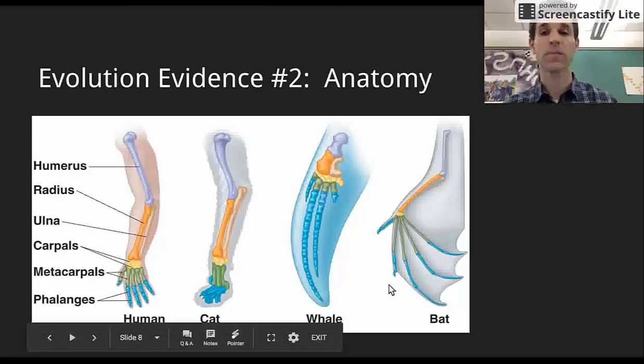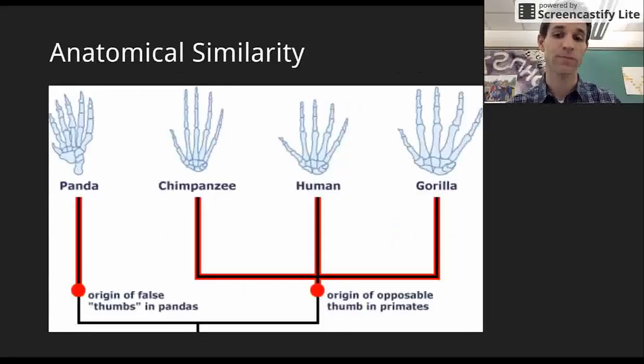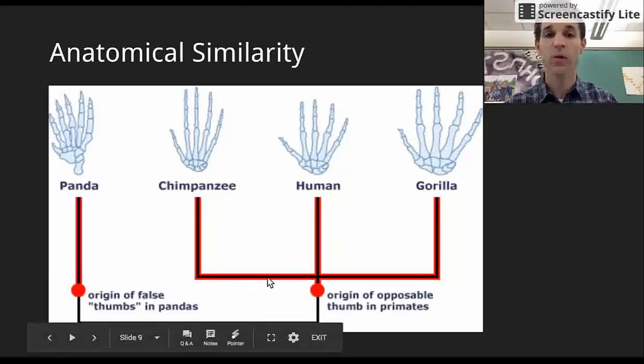So anatomy, comparative anatomy, gives us an idea that certain organisms could be related and therefore could share an ancestor that had that characteristic as well. And again, if we assume that the anatomy is showing us evolutionary relatedness, we can use that to draw diagrams that help us understand how certain things are related.